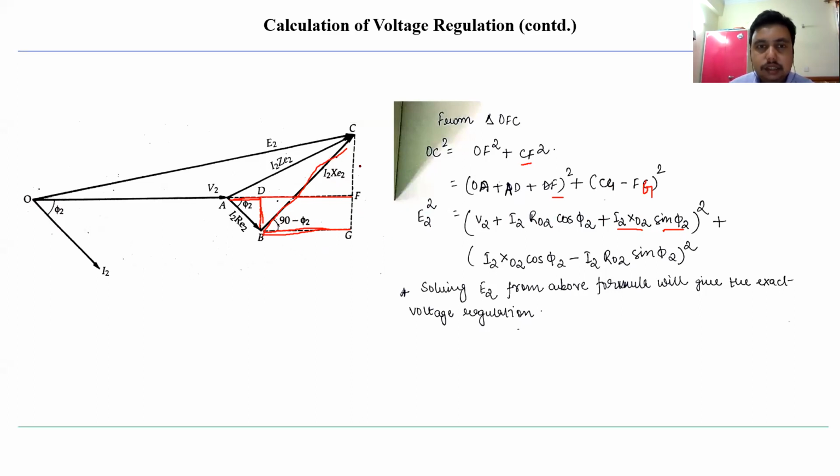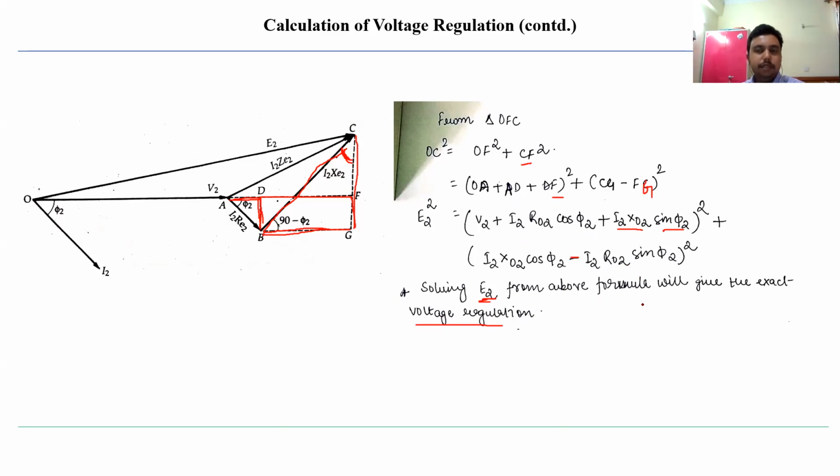CG can be written from this triangle. The angle subscribed over here would be phi 2 only, and the value of CG would be I2 into X02 into cos phi 2, then minus I2 into R02 sine phi 2. That is the value of FG. The value of FG is the same as the value of DB, and from this triangle we can write it as I2 into R02 into sine phi 2. This is how you are getting these terms, and if you put all the values, you will get the final value of E2, which will give you the exact value of voltage regulation. Obviously the exact formula is a bit complex.